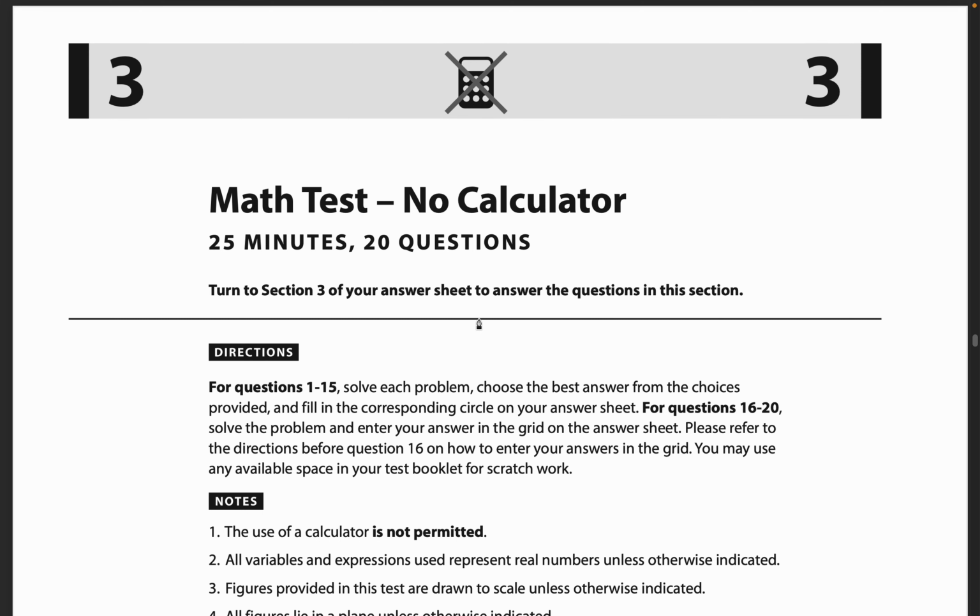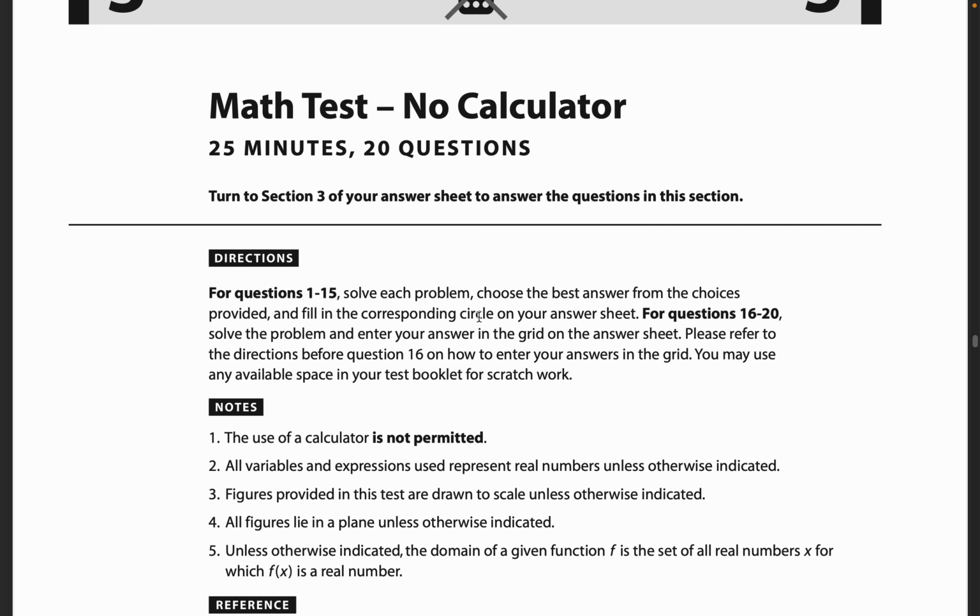Today I will be completing the Math No Calculator section for the 2022 October SAT exam.